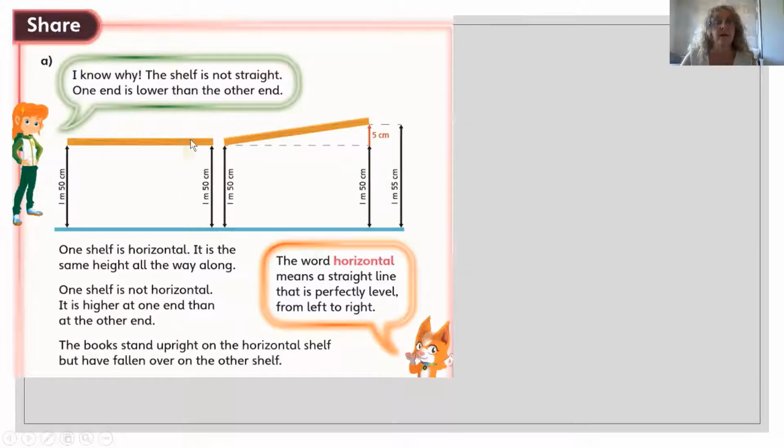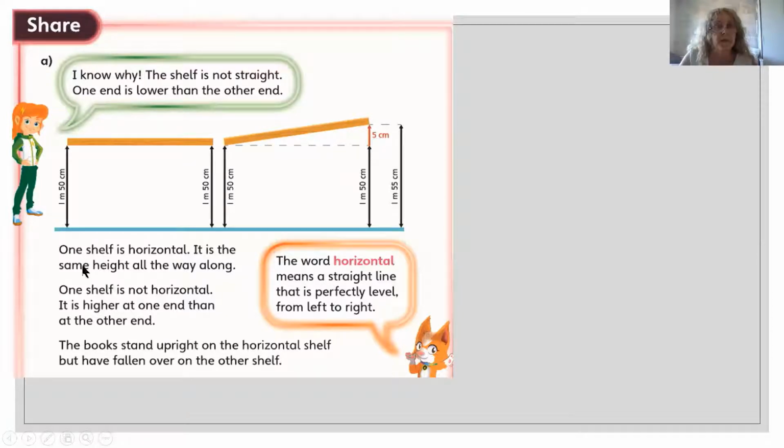And we call that horizontal. If it's that way, it's horizontal. It's like when you're looking over the horizon, same family of words. It's the horizontal line. But this one, wow, let's have a look here. It's 1 metre and 50, but here it's actually 1 metre and 55 centimetres. So no wonder the books are falling over.